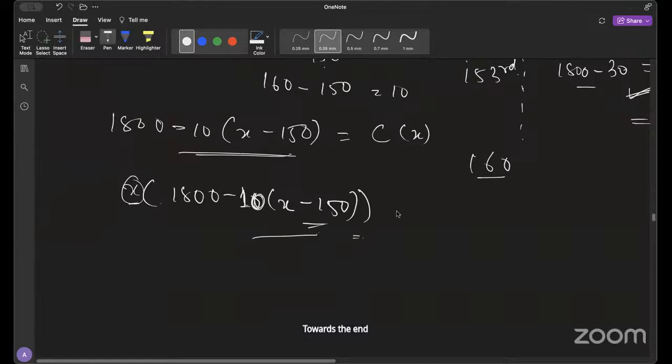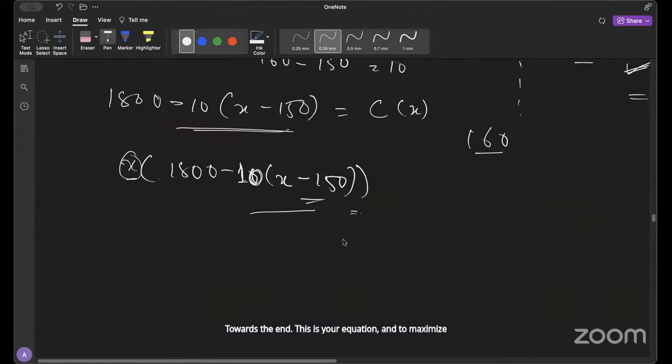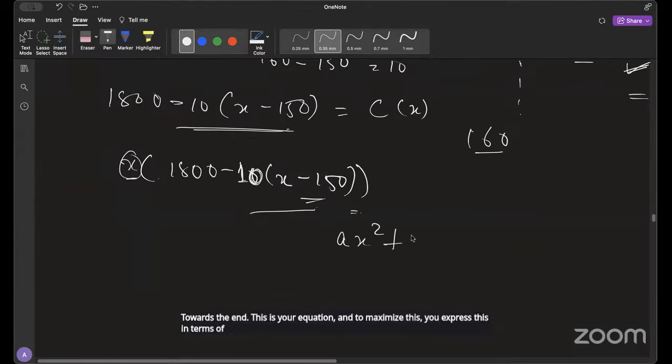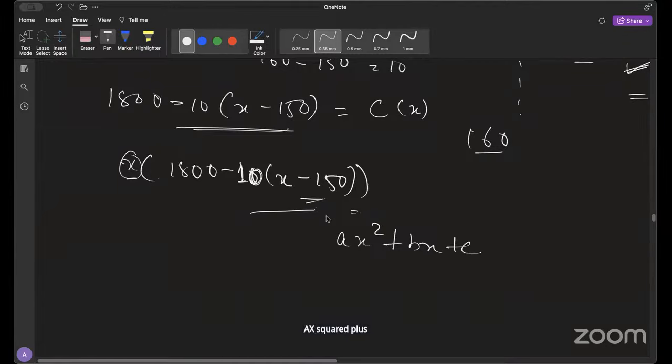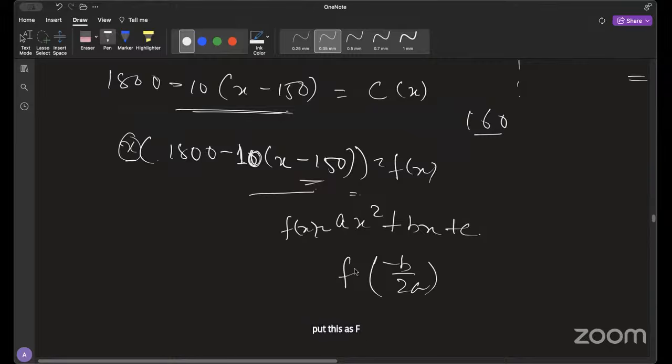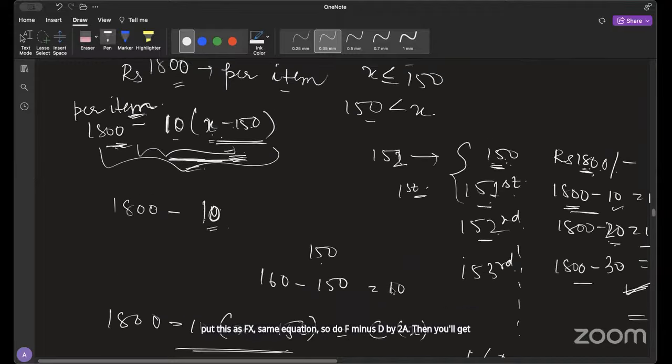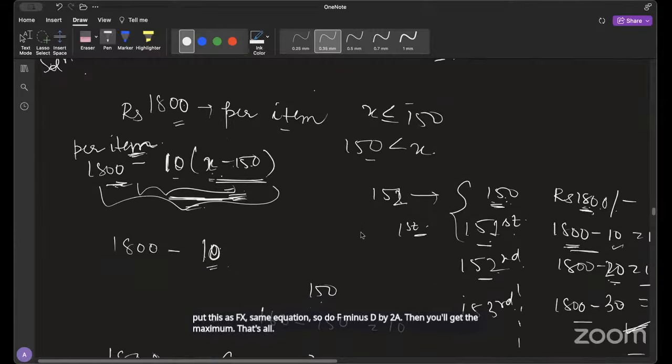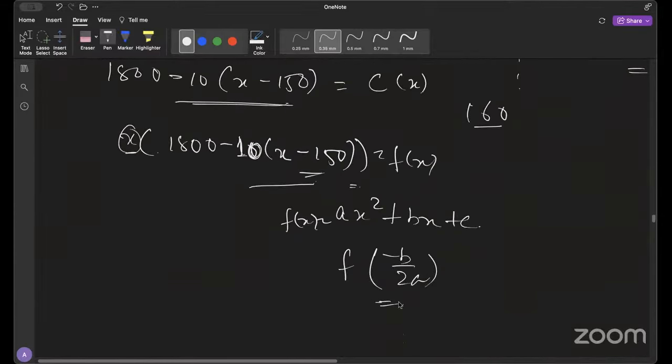Multiplied it here now towards the end. So this is your equation. And to maximize this, you express this in terms of ax square plus bx plus c, and then just do minus b by 2a. If you're calling this f(x), same equation, do f of minus b by 2a. Then you'll get the maximum. That's all. You guys want me to solve it here, or can you do it on your own?